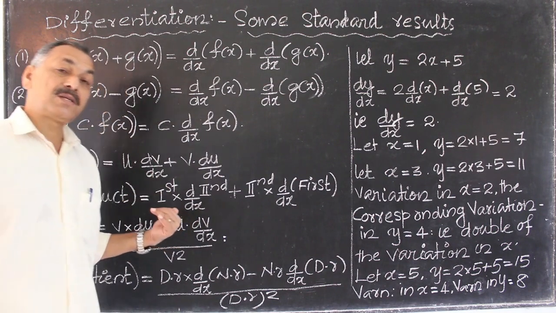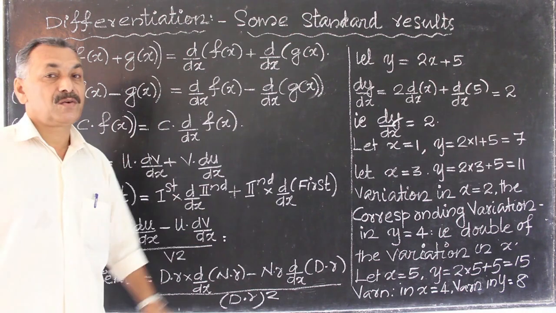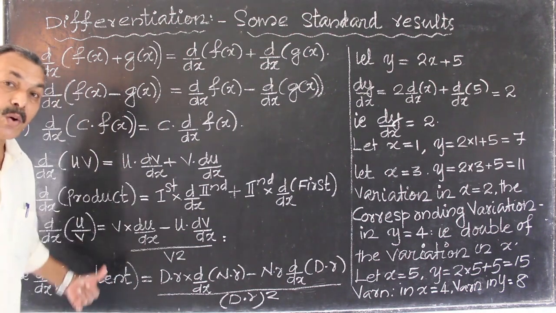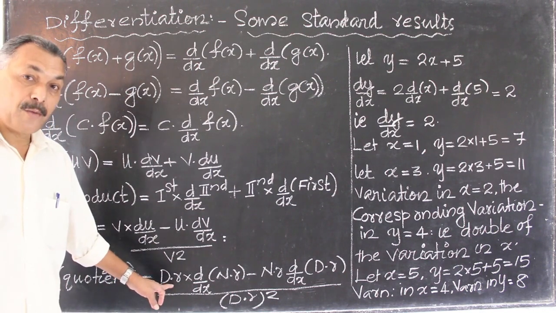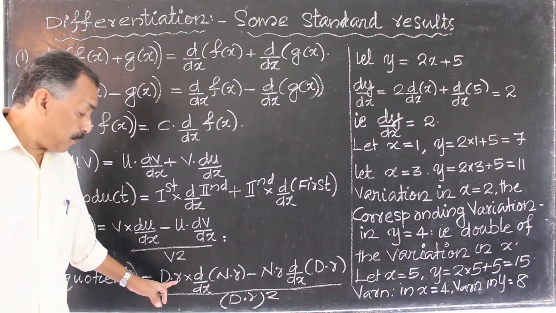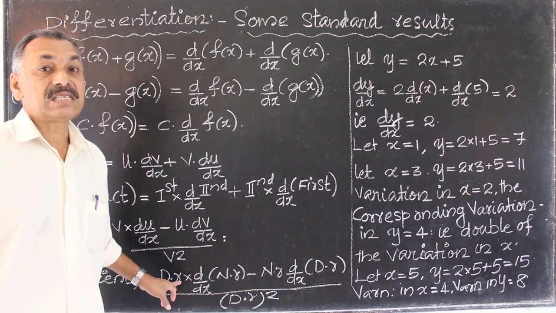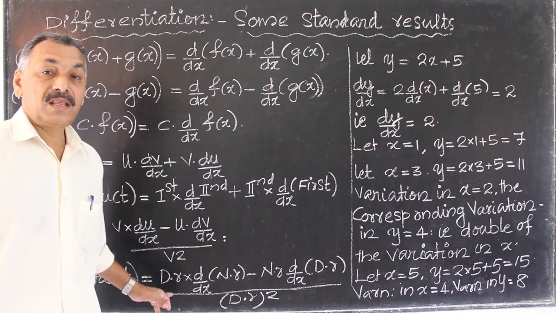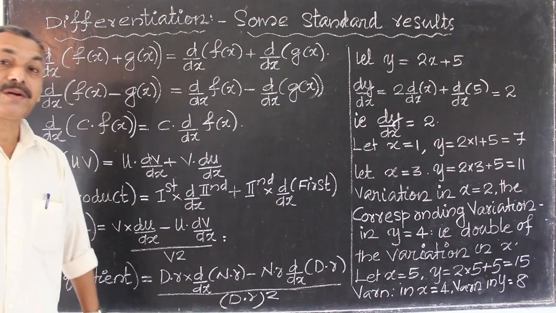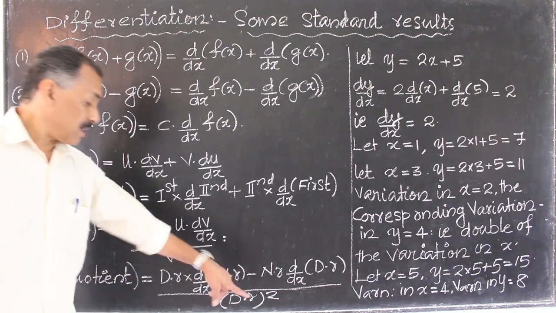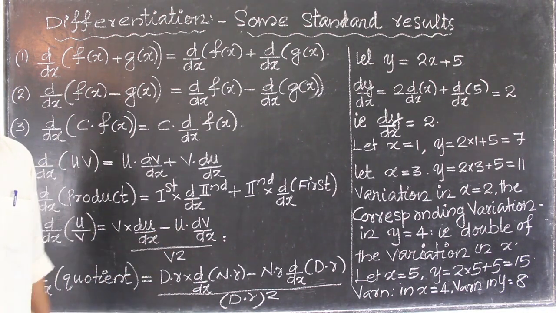Derivative of a product is equal to first into derivative of second plus second into derivative of first. The derivative of a quotient is equal to denominator into derivative of numerator minus numerator into derivative of denominator, divided by denominator and the square. That is the derivative of a quotient.